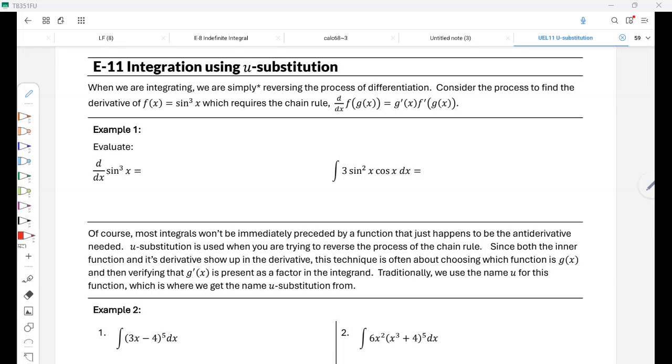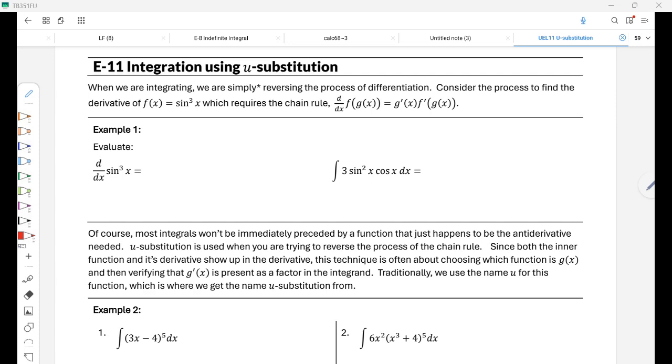So here we are at U sub. I remember writing this sentence: when we are integrating, we are simply, asterisk, reversing the process of differentiation. I believe at the bottom of the page it says there's nothing simple about this. So let's take a look at an example of differentiating and then think about reversing the process.